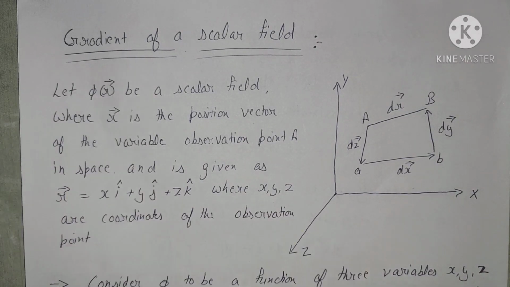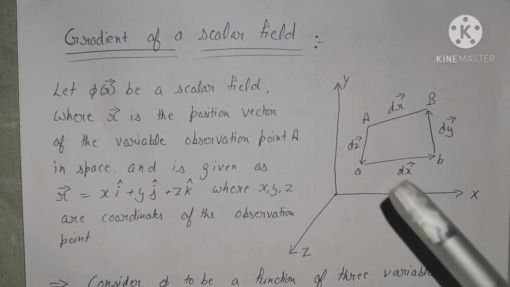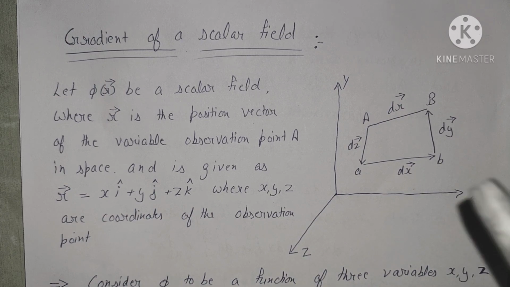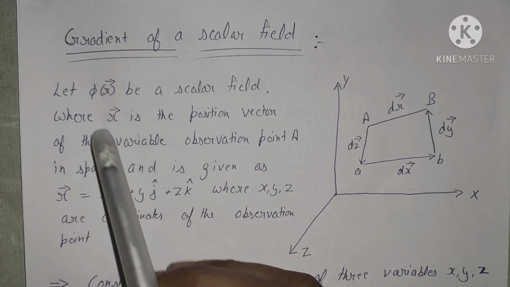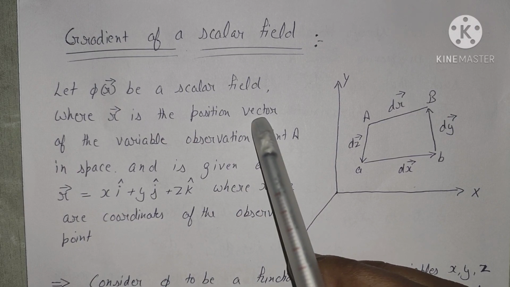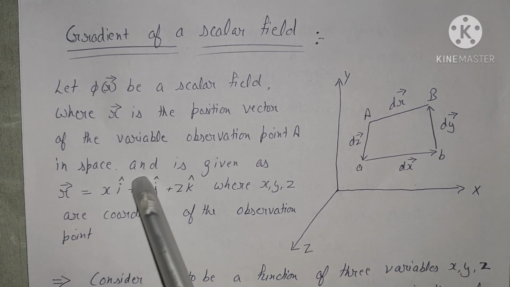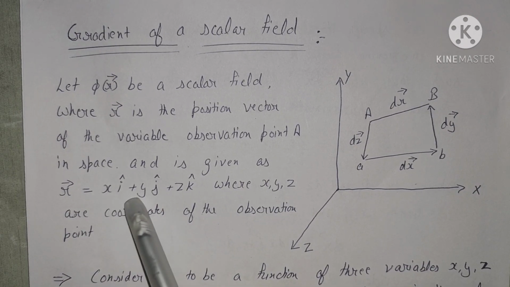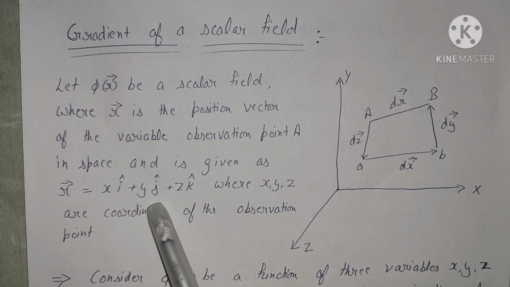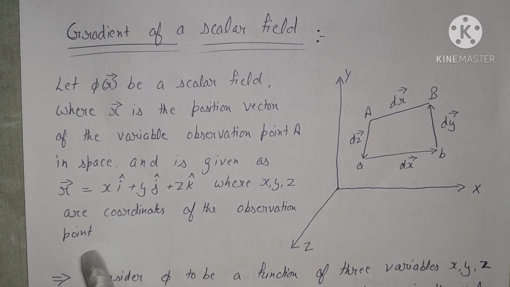So what is gradient? Gradient is a vector operation which operates on a scalar function to produce a vector whose magnitude is the maximum rate of change of the function and which points in the direction of that maximum rate of change. So let phi(r) be a scalar field where r vector is the position vector of the variable observation point A in space, given as r vector equals x i cap plus y j cap plus z k cap, where x, y, z are coordinates of the observation point.